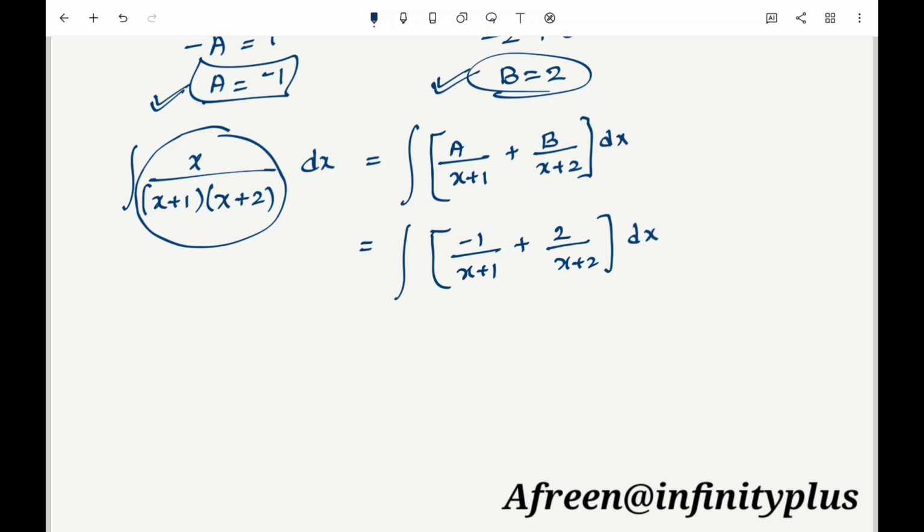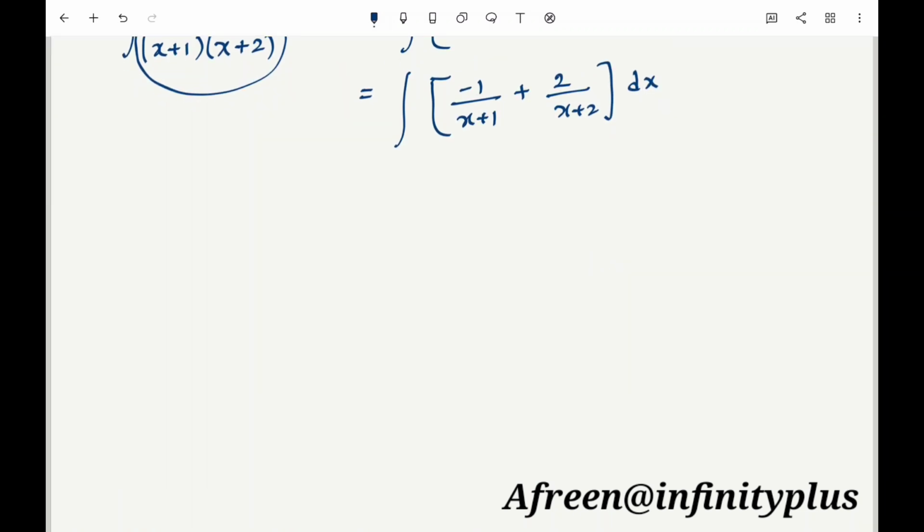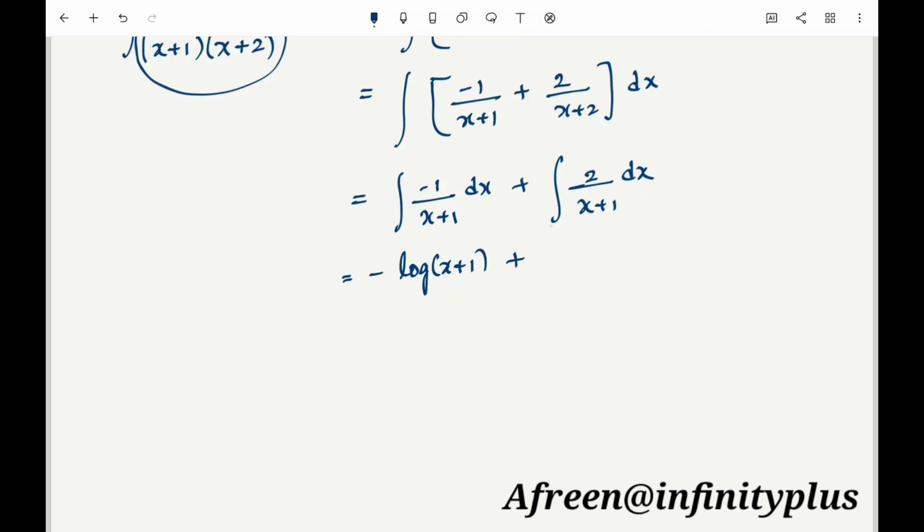into dx. Now you have to integrate separately in order to get the answer, which is equal to integration of minus 1 by x plus 1 dx plus integration of 2 divided by x plus 2 dx. Now the minus sign will be outside. Integration of 1 by x plus 1 is log of x plus 1, plus 2 is a constant which remains outside. So log of x plus 2 plus c.